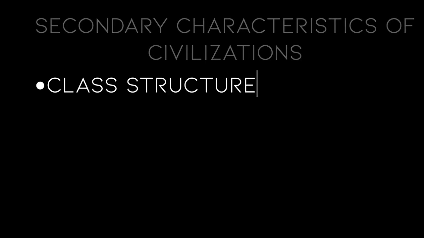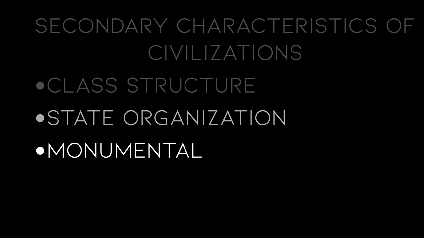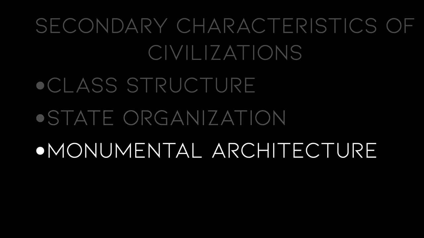So those were the major characteristics for the development of civilization. There were also some secondary characteristics, and I'll just list them briefly. We won't really discuss them, but there's the development of a class structure, you know, the upper class, the lower class, the nobles, and then the peasant class. You've got the state organization, which we sort of already touched on. Monumental architecture, again, we've sort of touched on that a little bit.